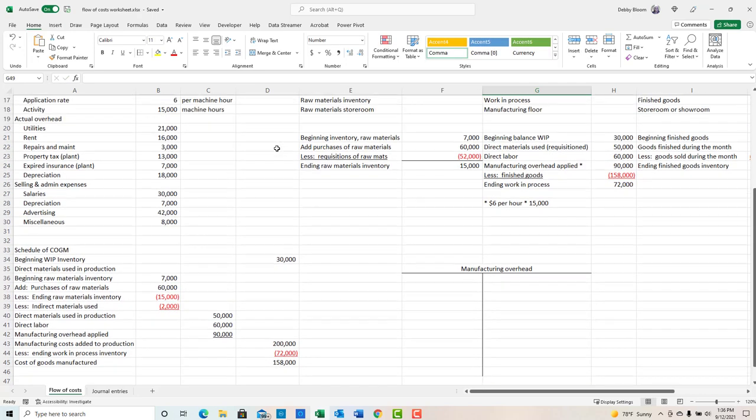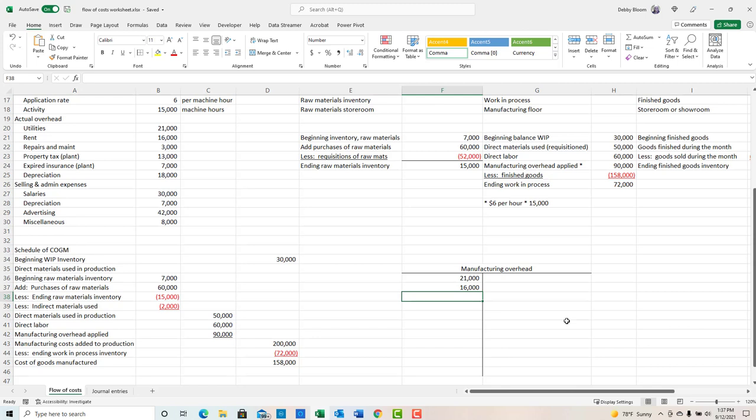So if we scroll up a little bit, we can see over here all of our actual manufacturing overhead. As we pay our utilities or as we incur our utilities, if they're utilities for the plant, we're not going to debit utilities expense. We're going to debit manufacturing overhead and credit cash or accounts payable. When we pay our rent or incur our rent, we're not going to debit rent expense. We're going to debit manufacturing overhead and credit cash or rent payable.